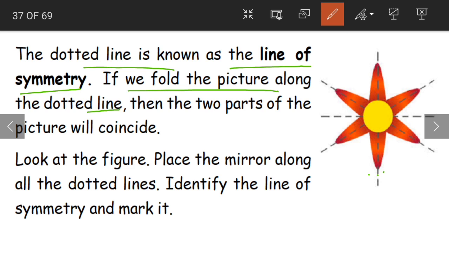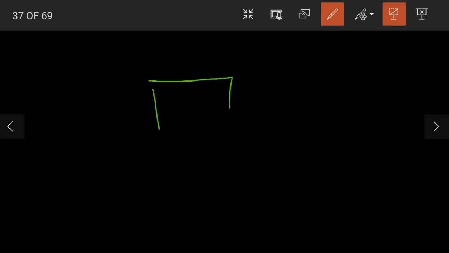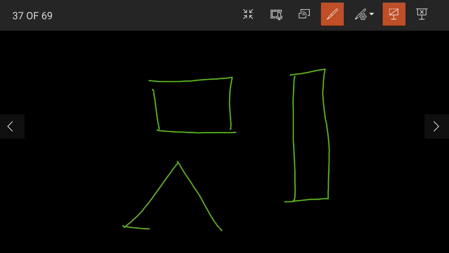Now again, this is an activity which you can try out, children. Draw a shape like this, a flower or a square or a rectangle, or even a triangle. Now what you can do is, first draw the shape on a piece of paper, and cut the paper according to the shape you have drawn. Now after cutting, fold the piece of paper in such a way that the figure overlaps.